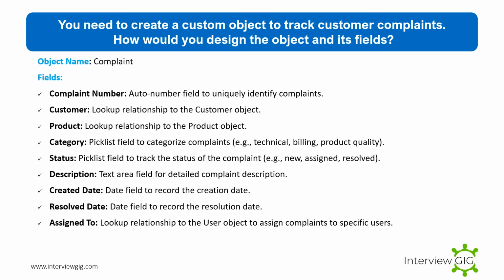Category, picklist field to categorize complaints, e.g. technical, billing, product quality. Status, picklist field to track the status of the complaint, e.g. new, assigned, resolved. Description, text area field for detailed complaint description. Created Date field to record the creation date. Resolved Date field to record the resolution date. Assigned To, lookup relationship to the User object to assign complaints to specific users.